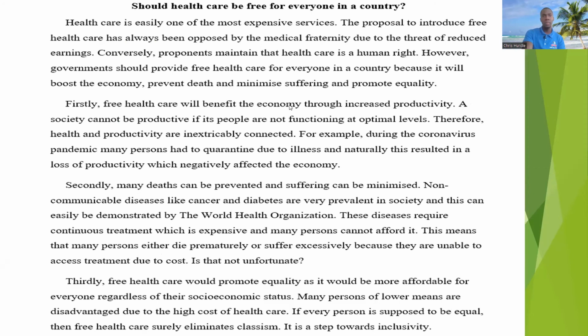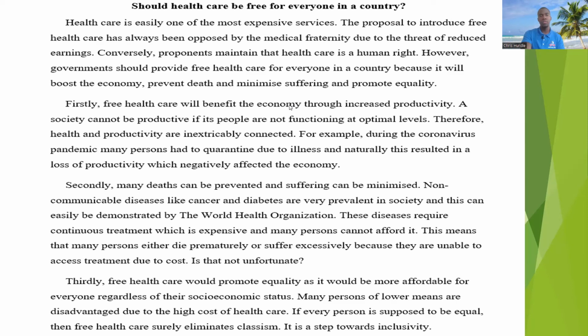All right, so you see this time I would have constructed my title as a question. Should healthcare be free for everyone in the country? Now I begin with my hook. Healthcare is easily one of the most expensive services. Yes, strong statement. The proposal to introduce free healthcare has always been opposed by the medical fraternity due to the threat of reduced earnings. Conversely, proponents maintain that healthcare is a human right.